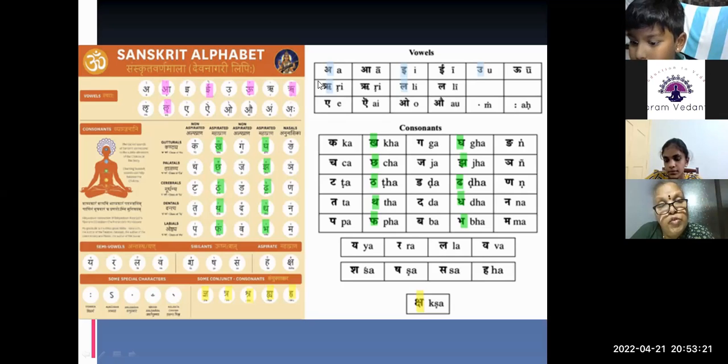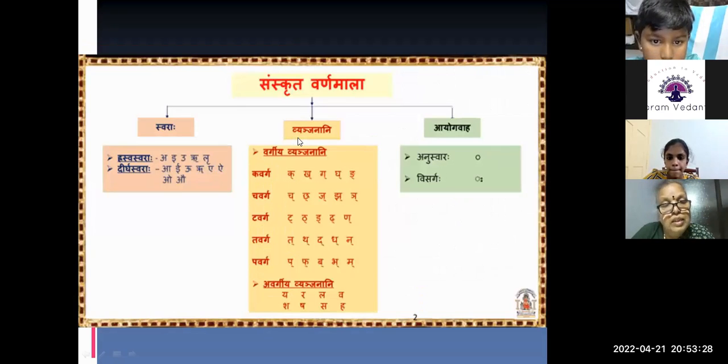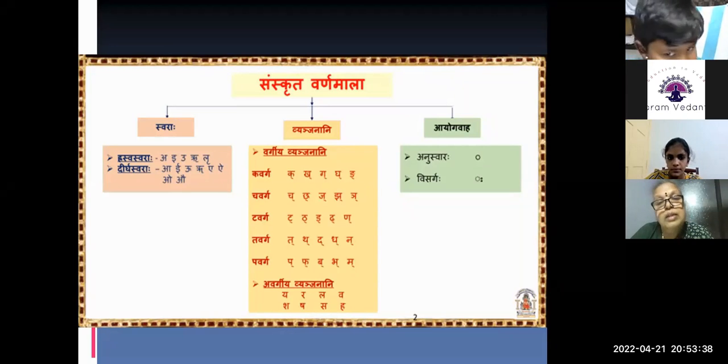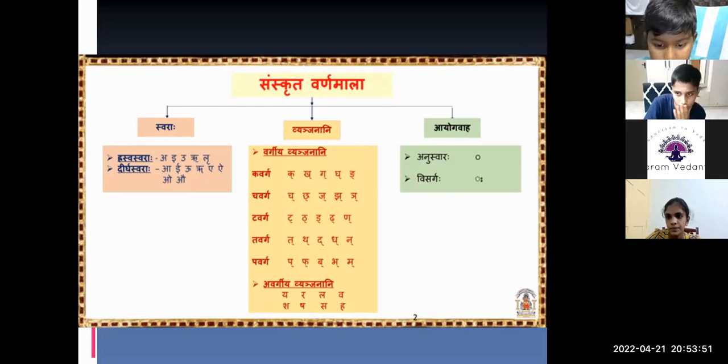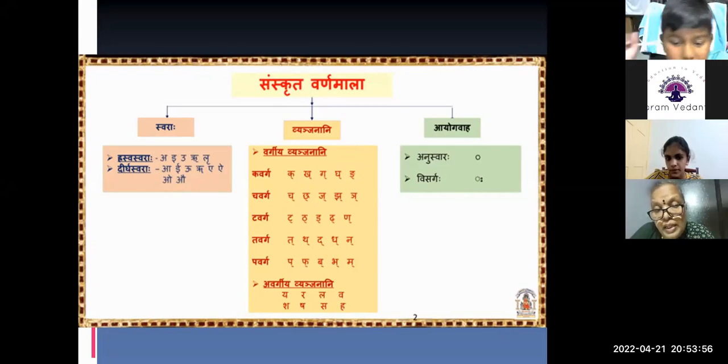So far we have learned, in the next slide, swaras. They are Hrasva Swara and Dirgha Swara. Hrasva Swaras are 5. Then Anuswara and Visarga, they are also Swaras. Then Vyanjana are 2 types. Vargiya Vyanjana, because in every row, like Kavarga, they behave in a similar fashion in pronunciation, and so many other factors. Then Avargiya Vyanjana are there.